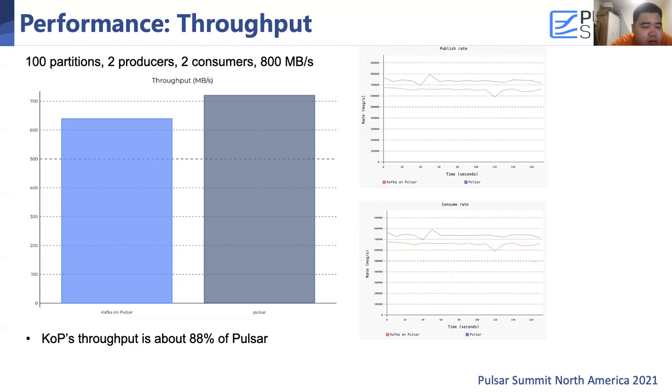So we create 100 partitions and 2 producers, 2 consumers with 800 megabytes per second. We can see KOP throughput is about 88% of Pulsar. And the publish rate and the consumer rate are close to Pulsar.